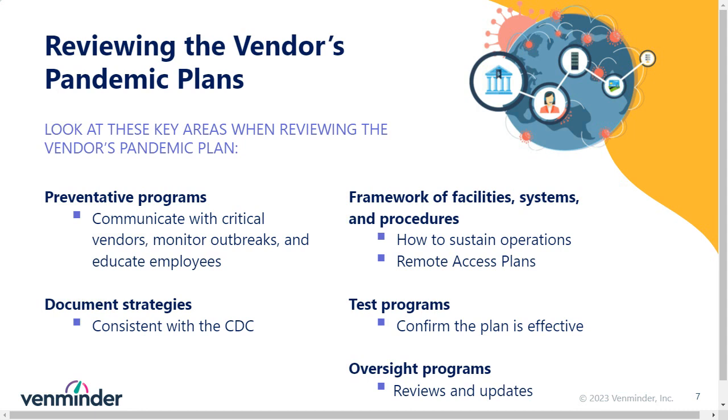Preventative programs. Does a pandemic plan have any procedures to communicate with critical vendors when a pandemic plan is activated? Does it monitor outbreaks? Is there any plan to educate employees regarding pandemic and preventive measures? Document strategies. Is the pandemic plan consistent with the CDC? Is it consistent with local, state, and federal agencies? Is it even consistent with measures of the World Health Organization?